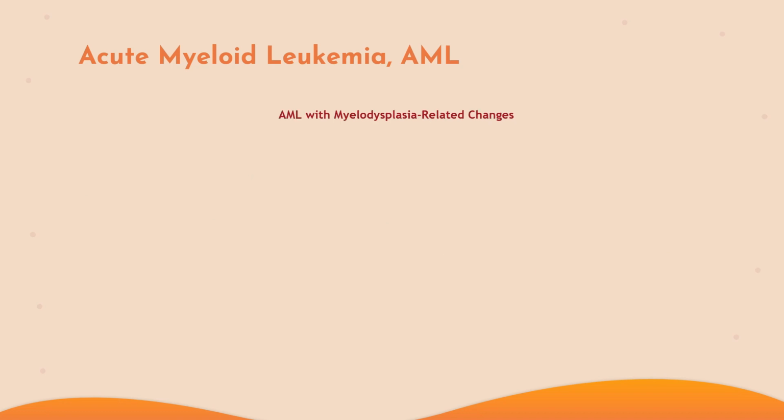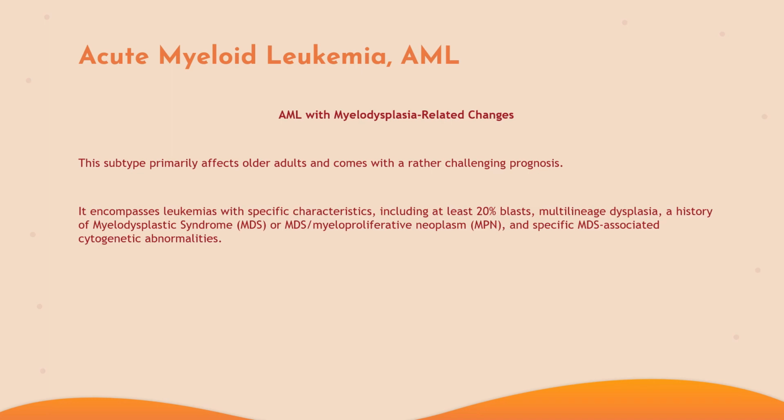In this part, we'll delve into some specific subtypes and related neoplasms that play a crucial role in understanding this complex disease. Let's begin with AML with myelodysplasia-related changes. This subtype primarily affects older adults and comes with a rather challenging prognosis. It encompasses leukemias with specific characteristics, including at least 20% blasts, multilineage dysplasia, a history of myelodysplastic syndrome, MDS, or MDS/myeloproliferative neoplasm, MPN, and specific MDS-associated cytogenetic abnormalities.